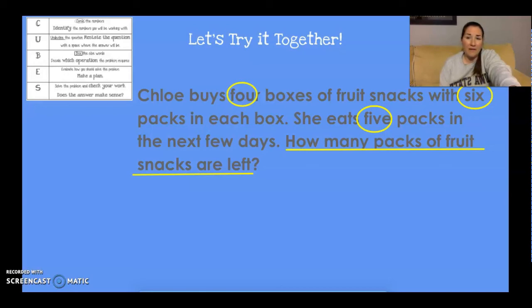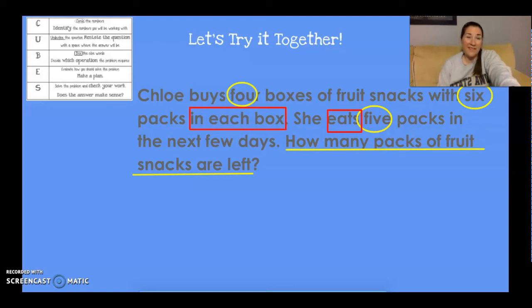Then I'm going to box the operation words, the key words. So "in each box" tells me that there's groups of things, so I'm going to have to either multiply or divide. And then "eats": if I'm eating it, I'm not going to get it back. So I'm going to have to probably subtract.